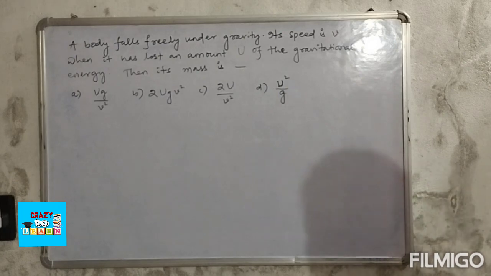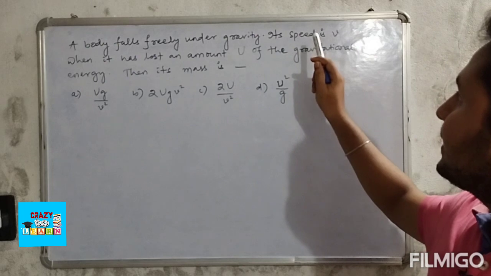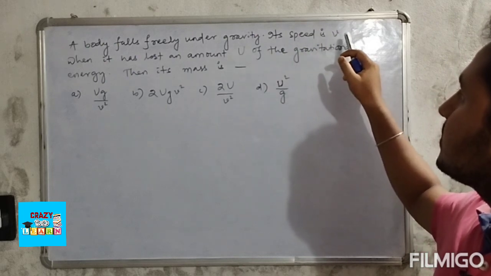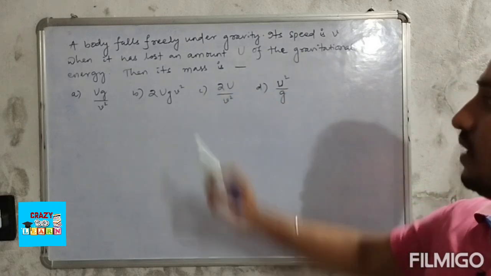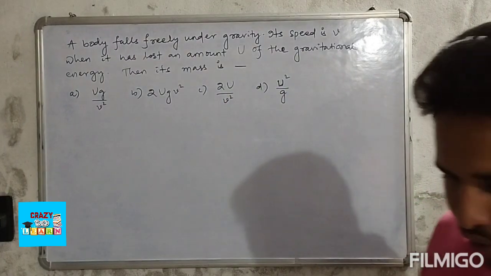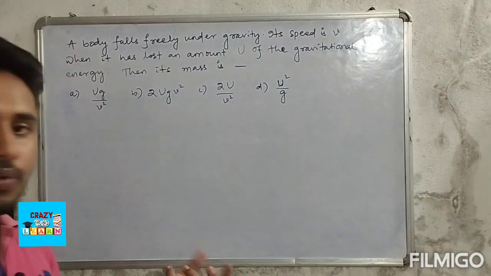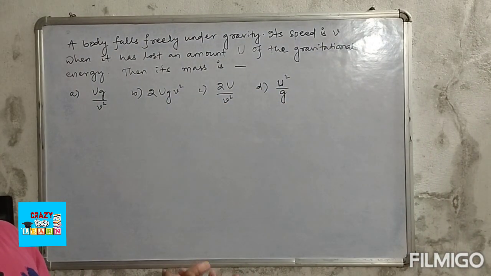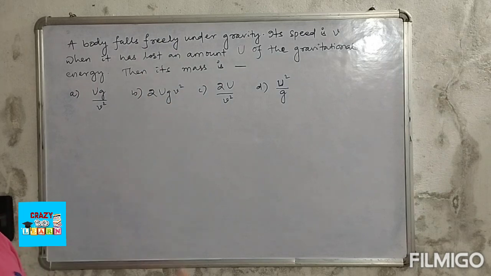Our next question is, a body falls freely under gravity. Its speed is v when it has lost an amount u of the gravitational energy, then its mass is. So when an object falls freely, we know its kinetic energy is changed to potential energy. In a similar way, the amount of energy is lost. So what amount is lost here? The kinetic energy is lost.